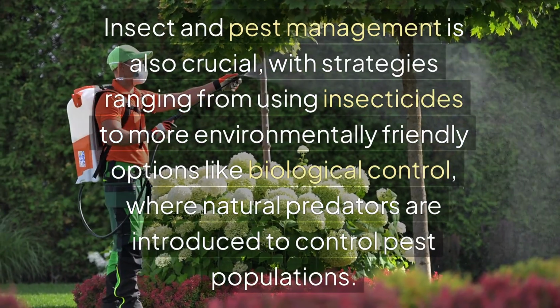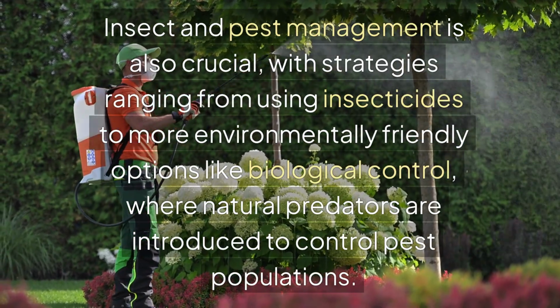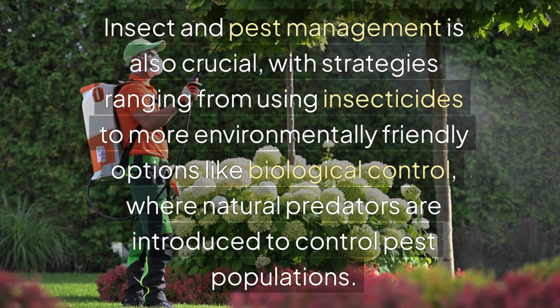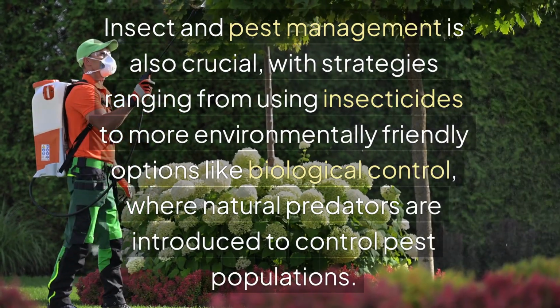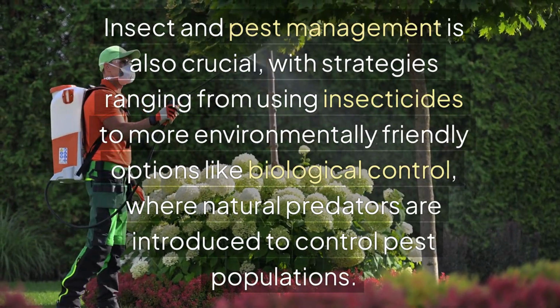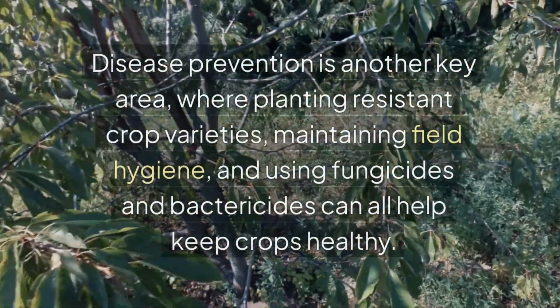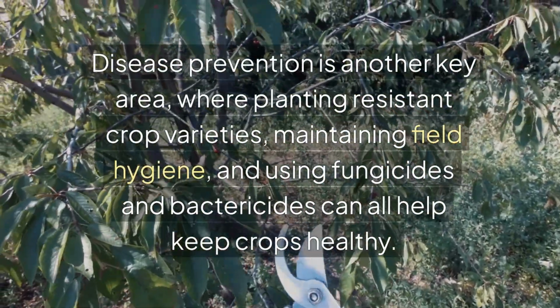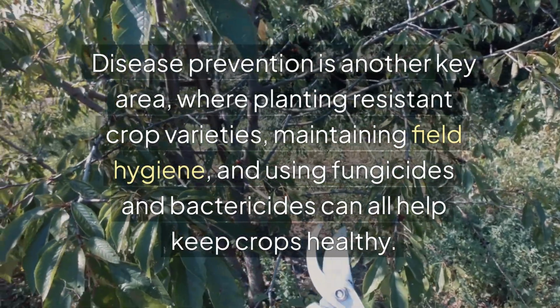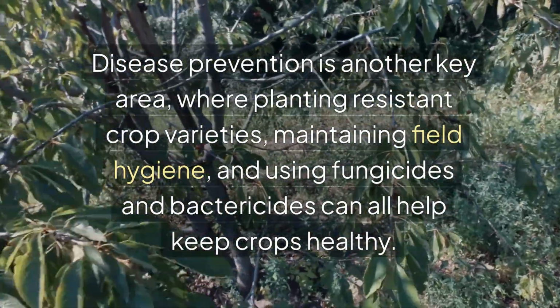Insect and pest management is also crucial, with strategies ranging from using insecticides to more environmentally friendly options like biological control, where natural predators are introduced to control pest populations. Disease prevention is another key area, where planting resistant crop varieties, maintaining field hygiene, and using fungicides and bactericides can all help keep crops healthy.